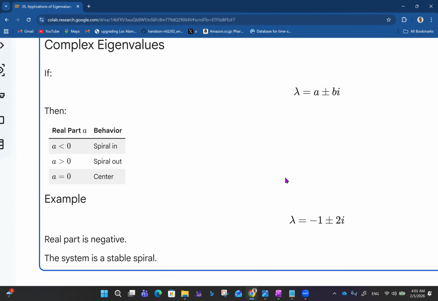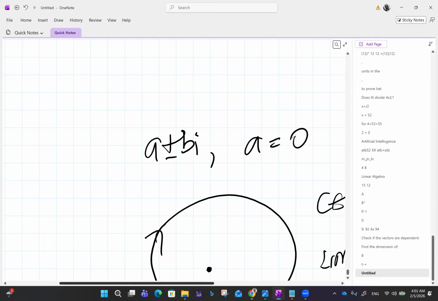So you have this example that lambda is minus 1 plus or minus 2i. Because this minus 1 is less than 0, so the real part is negative, as you can see, the system is a stable spiral. It's a stable spiral because it will be spiraling in. But spiral out is an unstable spiral. So I think we can even say more about this, right?